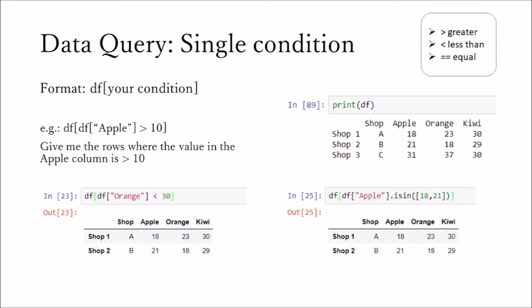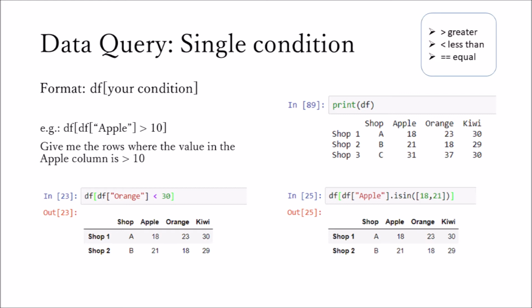Let's take a look at a simple example. In the left example, we input one condition, which is the column orange being less than 30. If we look at the original data frame, indeed, two rows, namely row 1 or shop 1 and row 2 or shop 2, satisfy the condition. Pandas returns us a new data frame which contains these two rows only, and this satisfies our expectation.